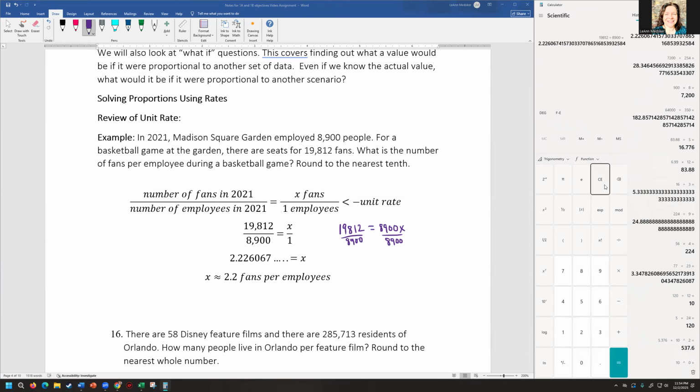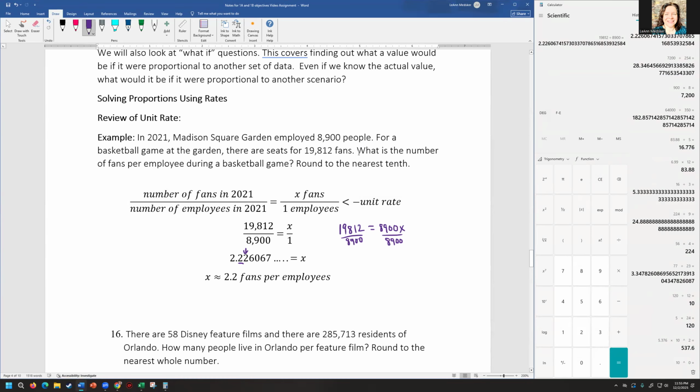So they told us to round to the nearest tenth. That is one decimal place. That is what we're looking at. So this is a 2, that's in the tenths place. There is a 2 behind it. We only look at the number directly behind it. Since that is not a 5 or bigger, this is going to stay a 2. So essentially, every employee would be responsible for about 2.2 fans.